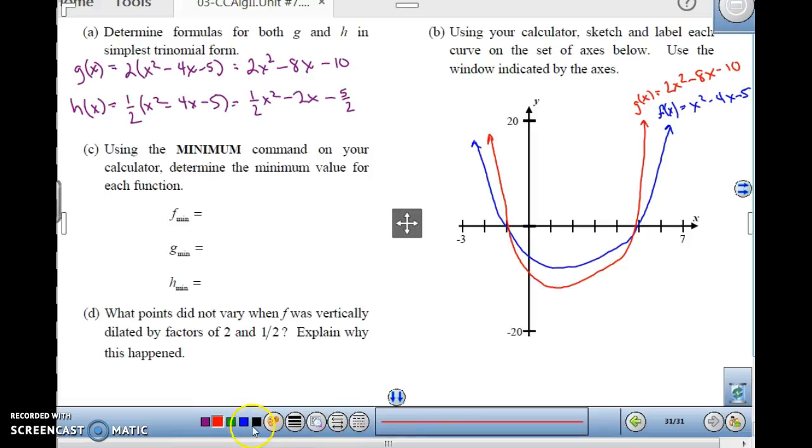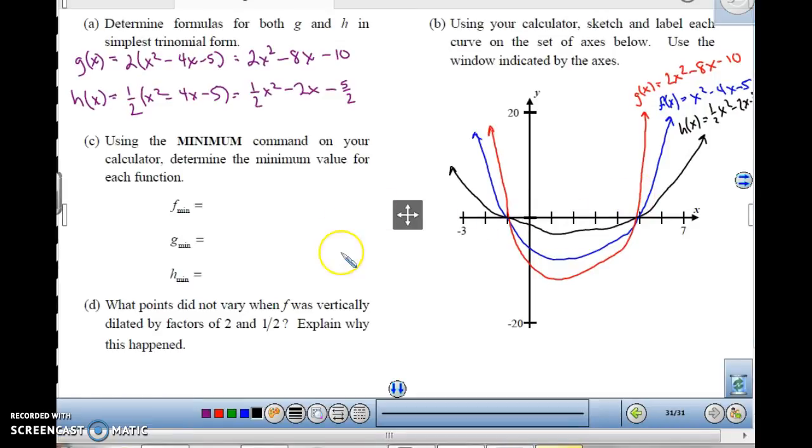So I'm going to use my black, so it's going to look like it's on the calculator. It's going to go down like this. It's going to be a lot flatter, but it's still going to go through here. It looks a lot better on the calculator than I can draw it, but you get the idea. So h of x is equal to 1/2 x squared minus 2x minus 5/2. Okay, so using the minimum feature on the calculator, determine the minimum value for each function.